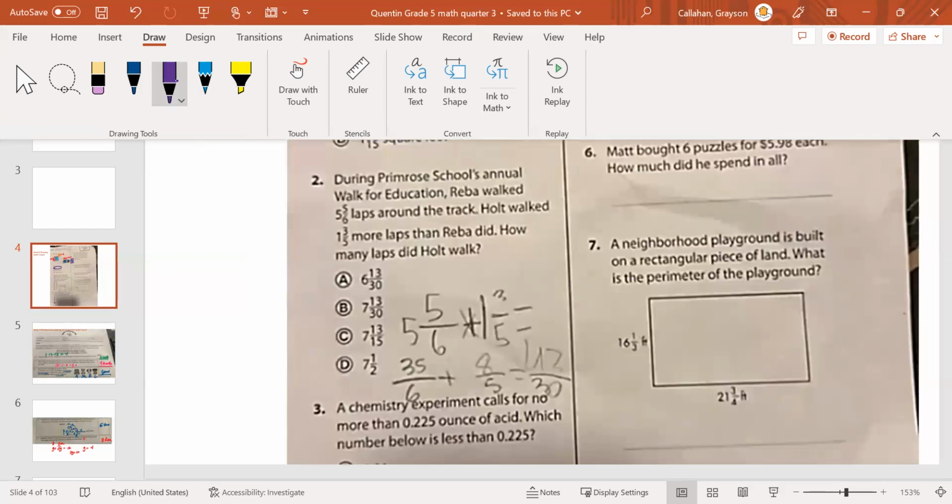Read that, please. During Rose School's annual walk for education, Rebecca walked 5 5/6 laps around the track. Holt walked 1 3/5 more laps than Rebecca.